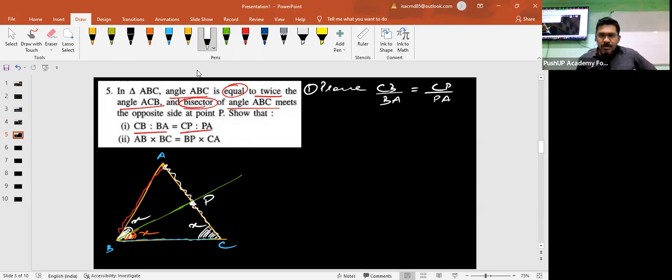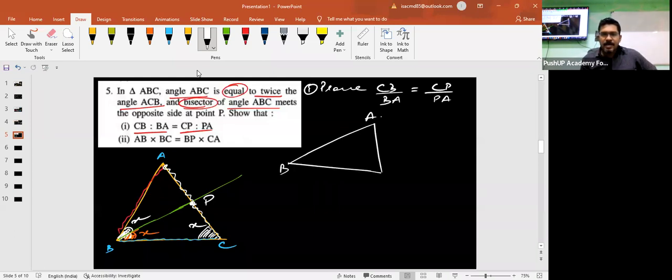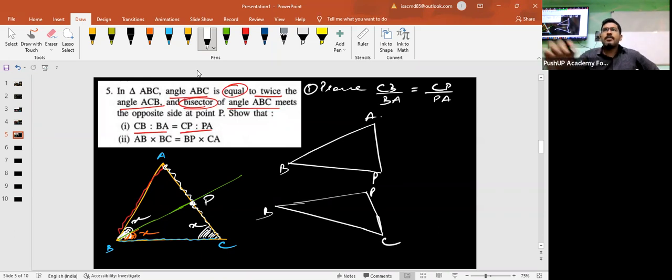You know why I got a clue, or why I got a thought like that? This is your triangle. This is your triangle ABP. Okay. And this is your triangle BPC. Okay. These are the two triangles.